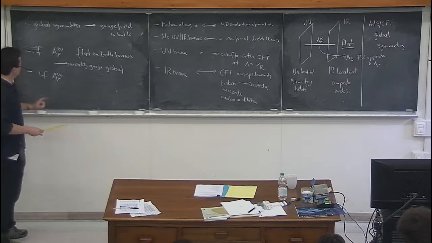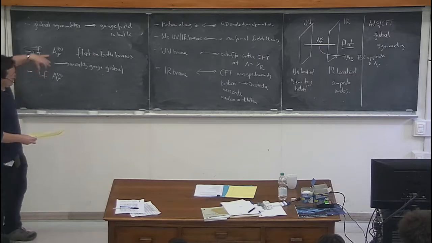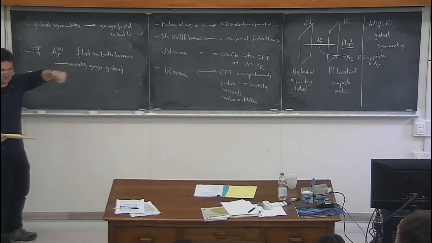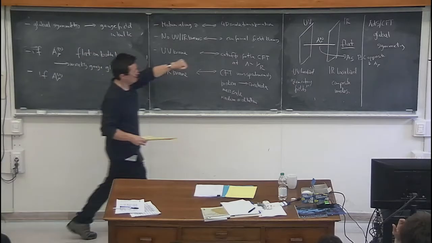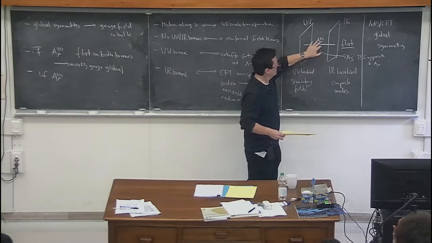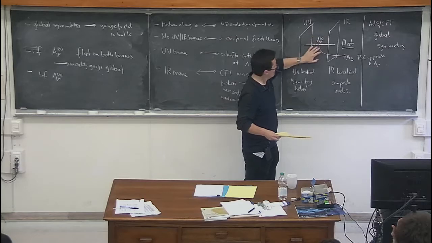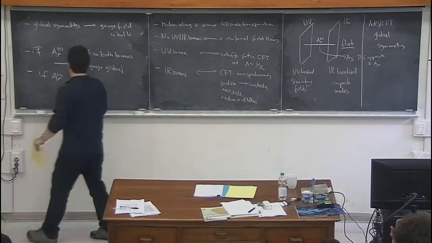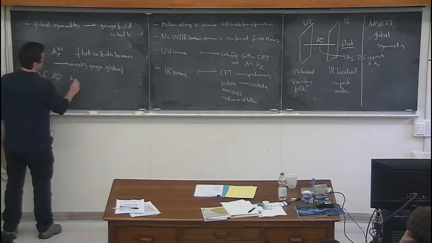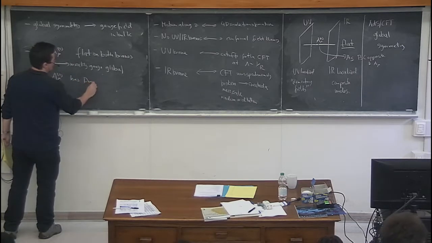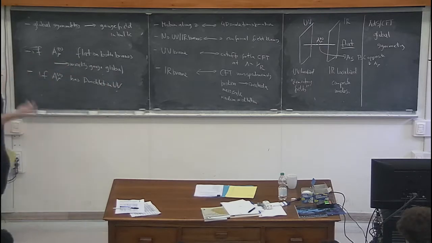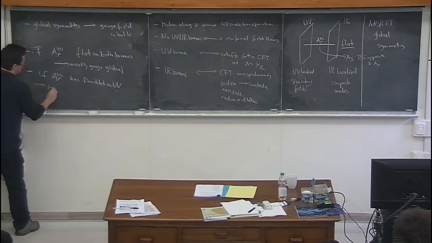So if A mu 0 has a Dirichlet boundary condition on the UV brane, meaning I set it to 0 on the UV brane, that means I have removed this A mu 0 from the system. If A mu 0 has Dirichlet boundary condition on the UV brane, then I remove the gauge zero mode, so this will be just a global symmetry.